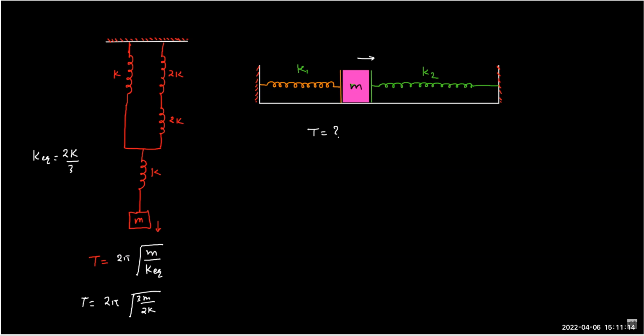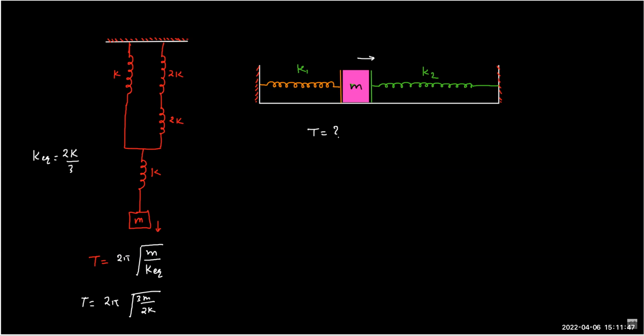So 2 pi root under M by K1 plus K2. Are you sure? When the block will go on the right side, which spring will compress? K2. What will be the role of K1 in that case? K1 is not attached, dude. Nothing is connected. They are having support, so if you push, it will be pushed. That's it.